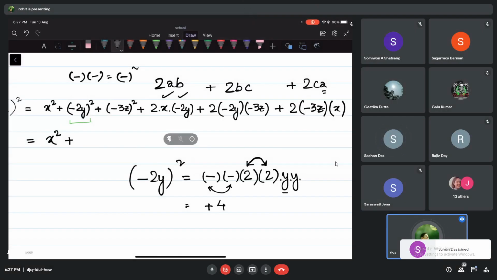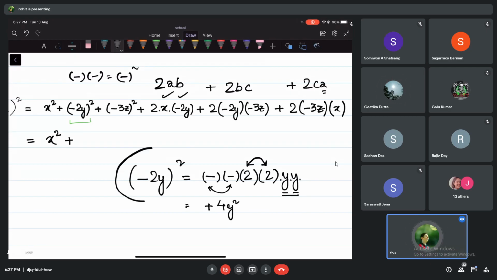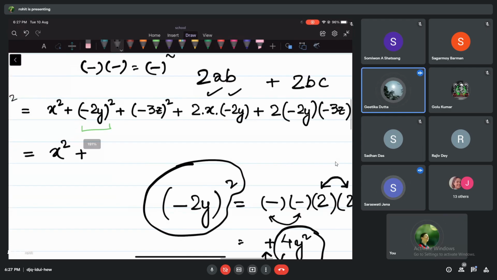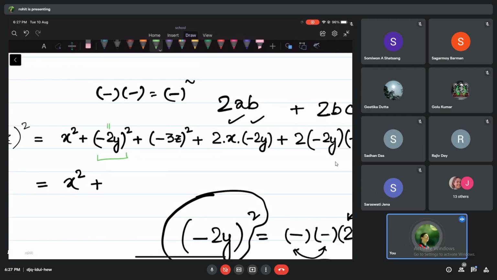Then y into y is how much? Y square. So tell me how much we get from here. This one is equal to how much? Y square or 4y square? 4y square. Plus or minus? Plus. So let me just show you here. This is equal to plus 4y square. Are you clear with this, guys? Yes, sir. Now check. In front, what do we have already here? What is this? Plus or minus?